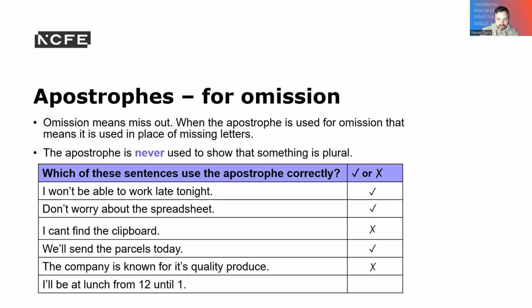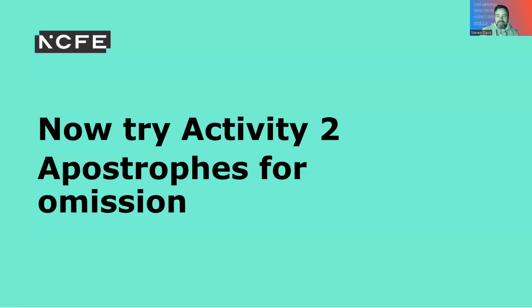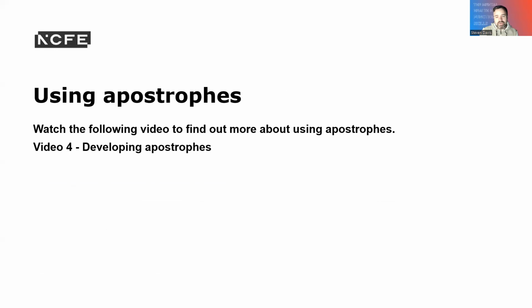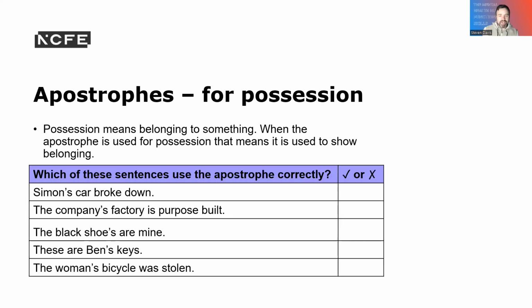And I'll be at lunch from 12 till 1. I'll be at lunch from 12 to 1. Good. So now try activity 2 for apostrophes for omissions, and then we can come back. Good. So if you now want to go back, you can watch video 4 on developing apostrophes, and then when you're back, we can try this one.